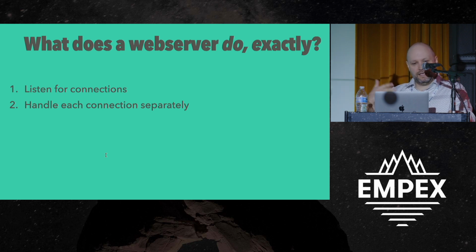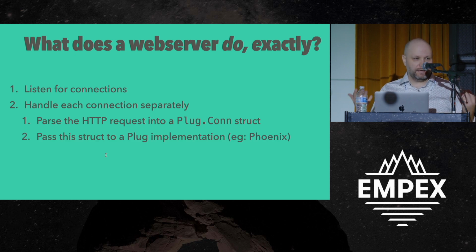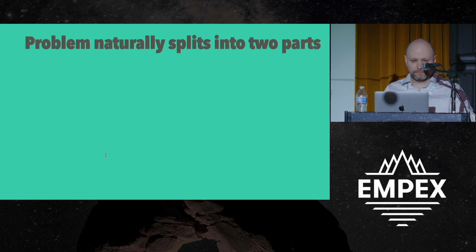Handling each of these connections looks something like this. You'll parse, let's say, the HTTP request into a Plug.Conn structure so that we can describe what the request looks like. We'll pass that structure to a Plug implementation by calling the Plug.call function on it. And we'll provide some backing support for that implementation to be able to do things like send response headers, write a body out, do whatever it needs to do with the request.